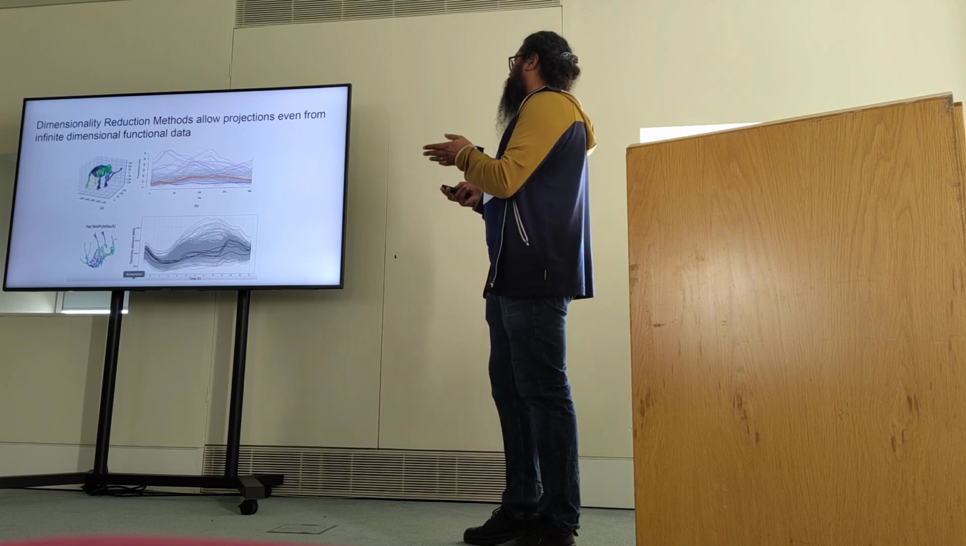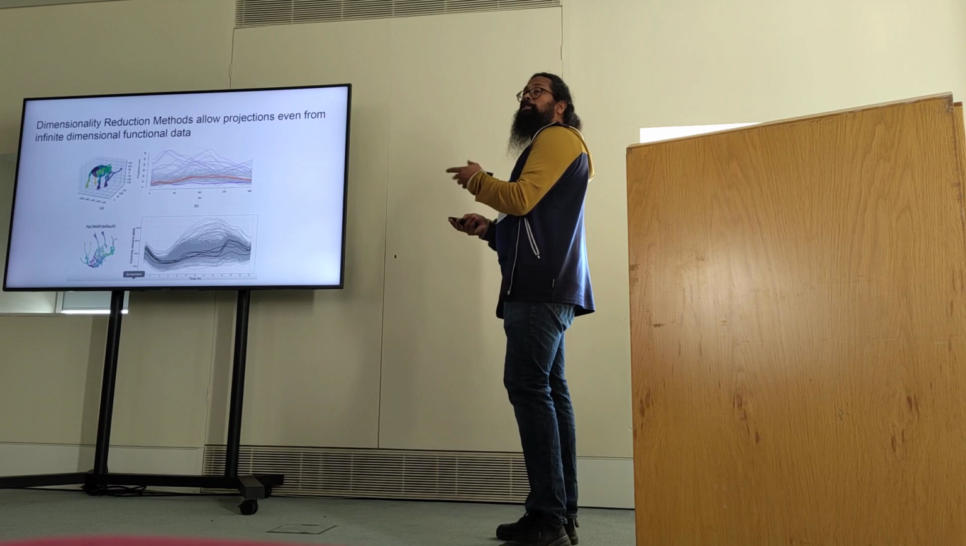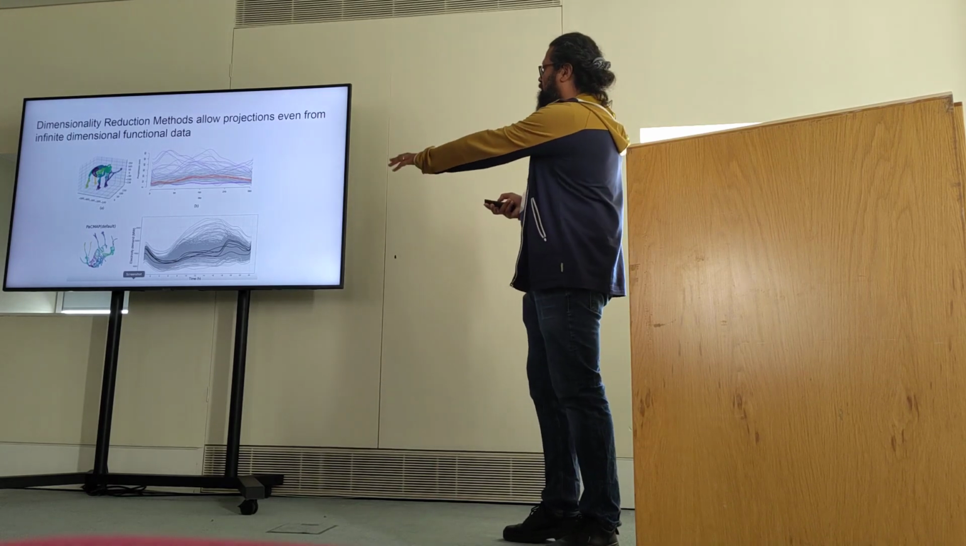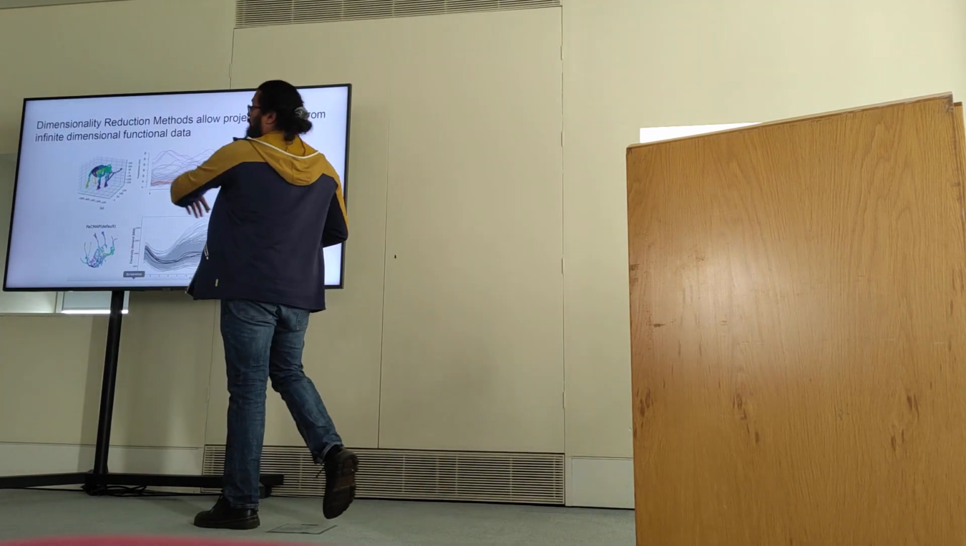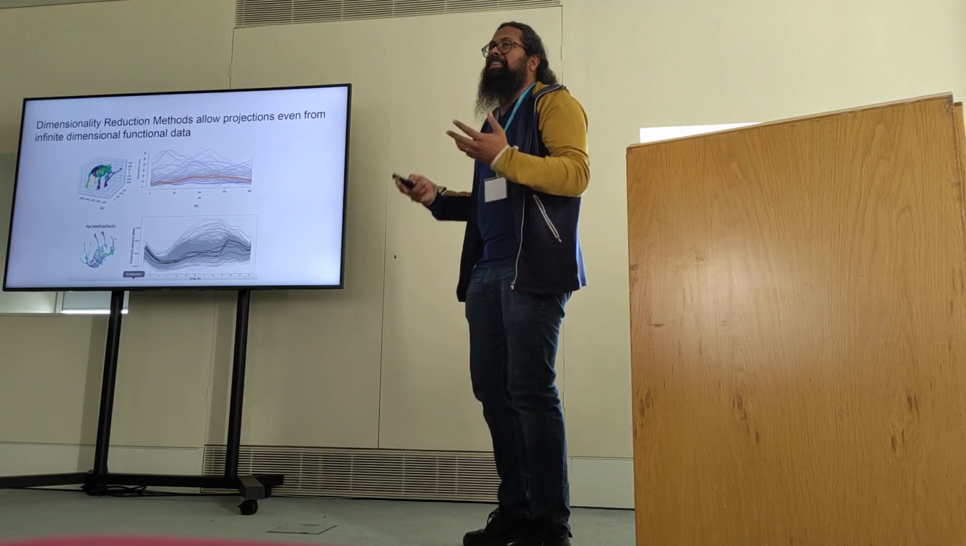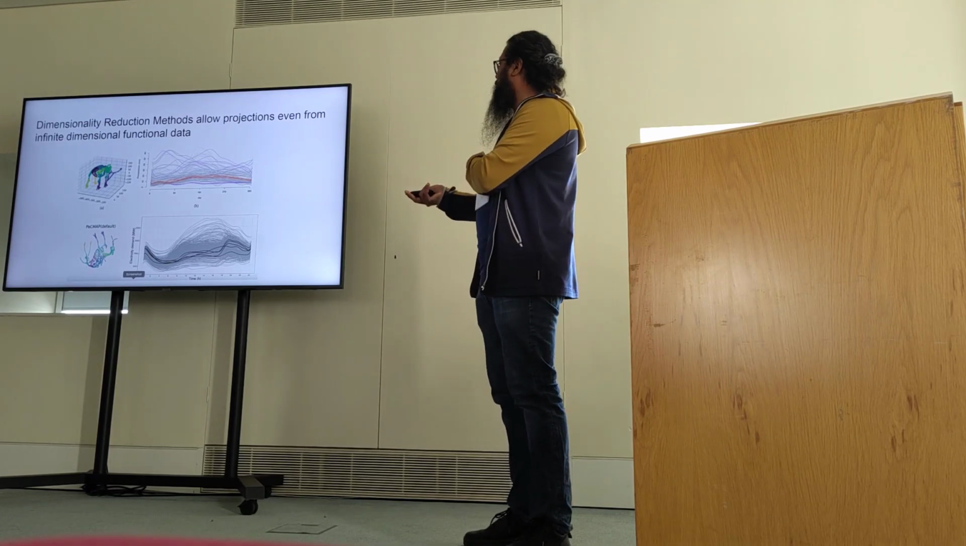So dimensionality reduction methods allow projections even from infinite dimensional function spaces. That's the connection with this community. So I don't know, there's a lot of voodoo going on when you do the dimensionality reduction, but it's really useful for visualization. And voodoo means the math isn't done, but it's still super useful, okay?